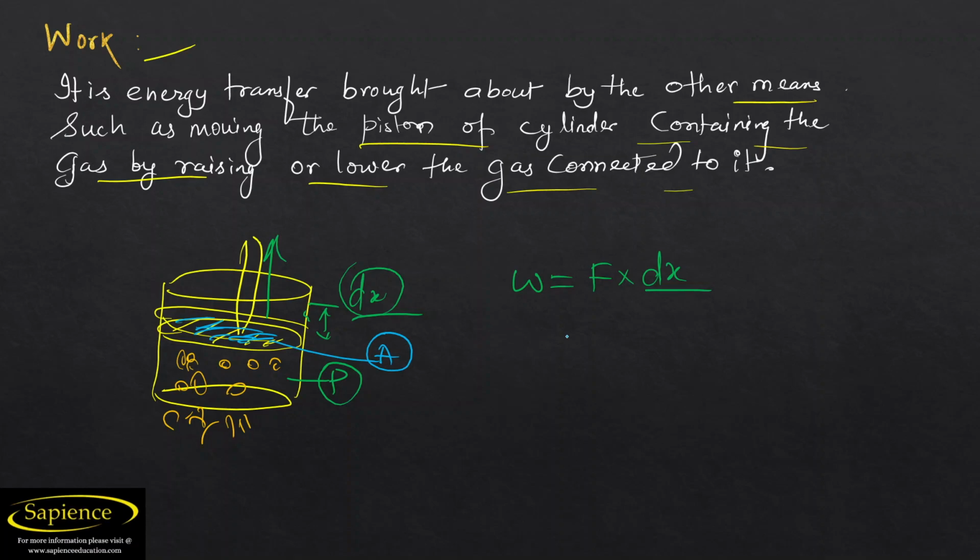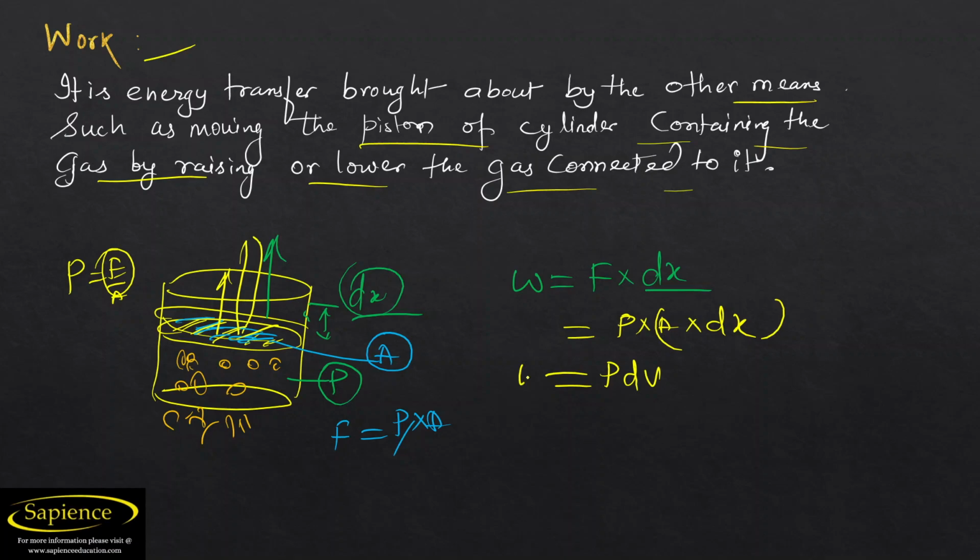Force can be considered as pressure into area, because pressure is equal to force by area. So we multiply pressure into area into dx. Area into dx, as the piston moves upward, is a change in volume. So area into dx can be written as the change in volume, so the work is P dV. So this is all about work done.